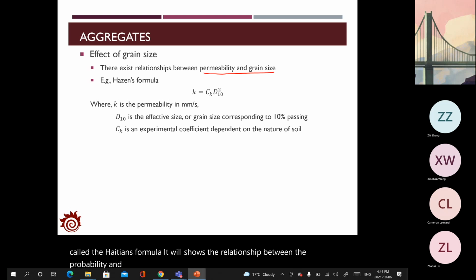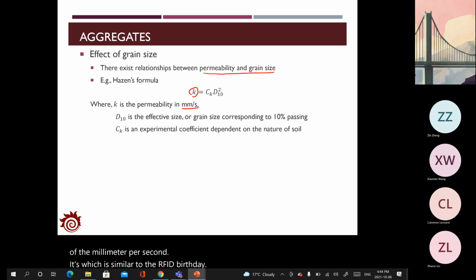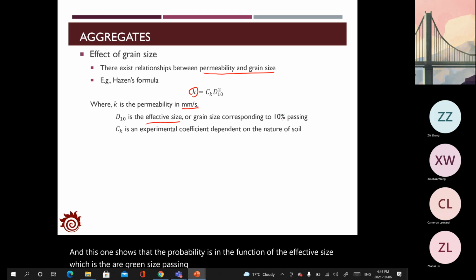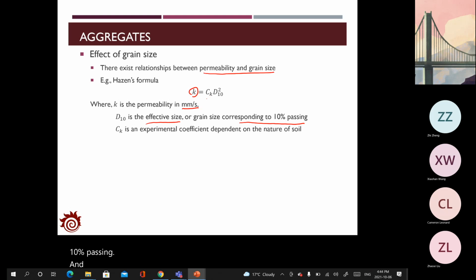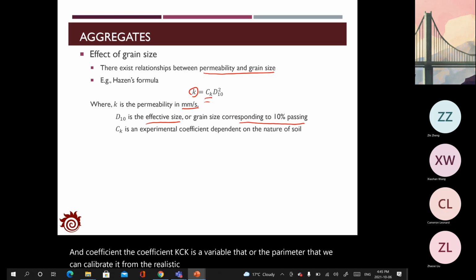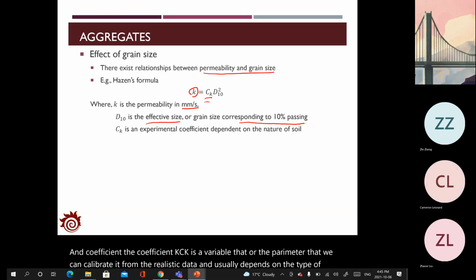And here the permeability K is measured with the unit of millimeters per second, which is similar to feet per day. And this shows that the permeability is a function of the effective size, which is the grain size corresponding to 10% passing. And in the equation, we also have the coefficient. The coefficient CK is a parameter that we can calibrate from realistic data, and usually it depends on the type of soils that we are going to collect.